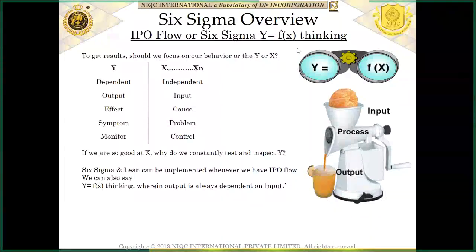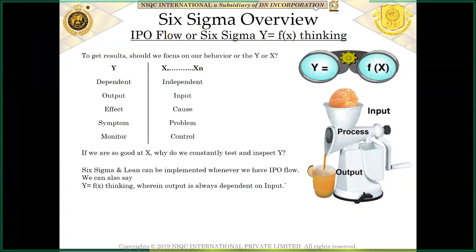Can you repeat that once again? So in Six Sigma, we can apply Six Sigma wherever there's an IPO flow: input, process, output. When you say output, the output is also known as Y, which is your project, your results, and input is known as X, and F is the process. So this is called the Y equal to F of X methodology.